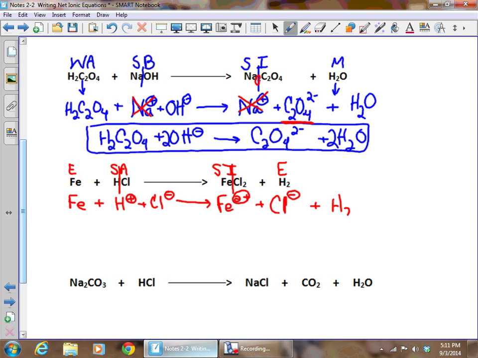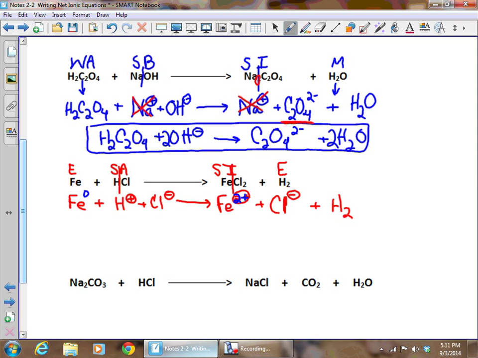Finally, H2 on the end. Now we look at what we can drop out. Looks like we have Fe on both sides, but are they identical in charge? No, this Fe is a 0. This one's a 2 plus. So those will not drop out.